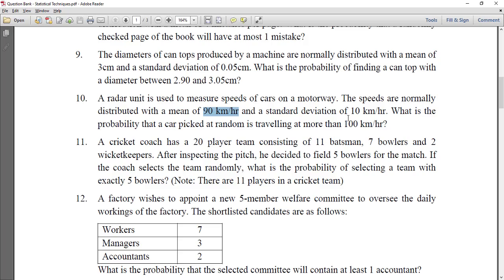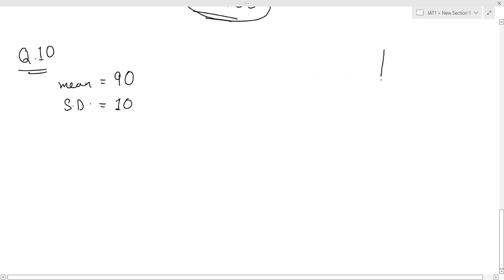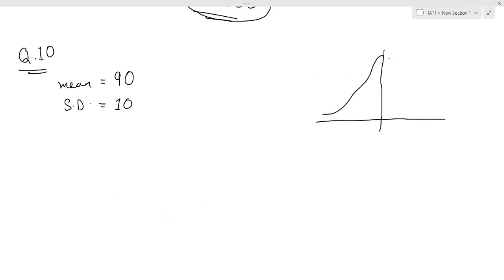What are they telling us? What is the probability that a car picked at random is traveling at more than 100 kilometer per hour? So if this is our normal distribution, over here we have 90 kilometer per hour, over here we have 100 kilometer per hour. We have to find the probability of the car traveling faster than 100 kilometer per hour. This is the area that we have to find out.